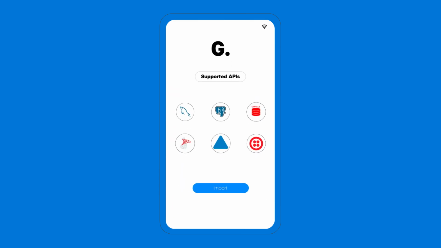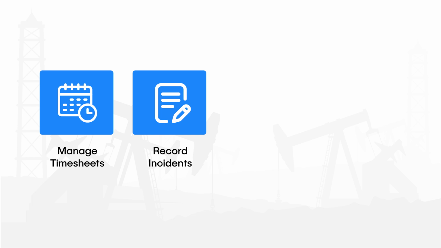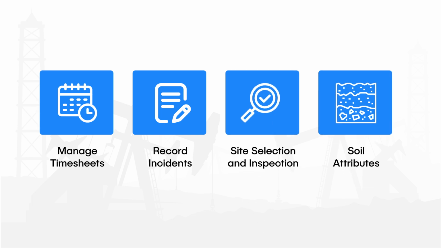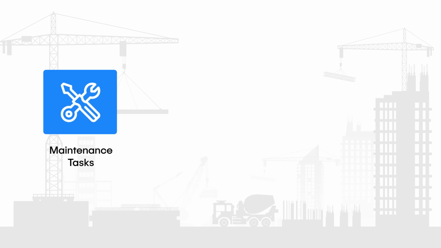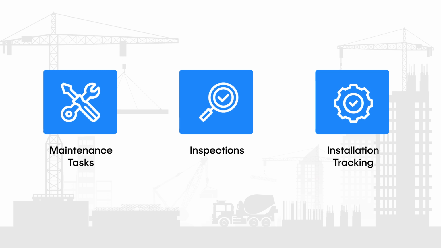If you're just getting set up on Grid, you can also import a pre-existing list of geo-coordinates right into your worksheet. GeoEdit can be used to manage timesheets, record incidents, site inspection and selection, and also for recording soil attributes. For infrastructure projects, it can help with maintenance tasks, inspections, installation tracking, and a lot more.